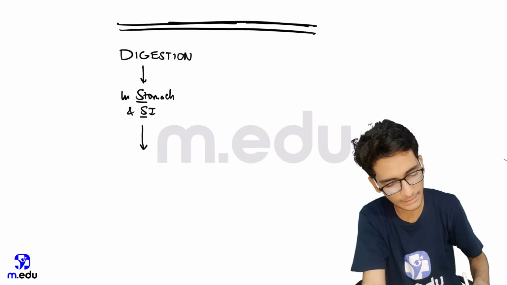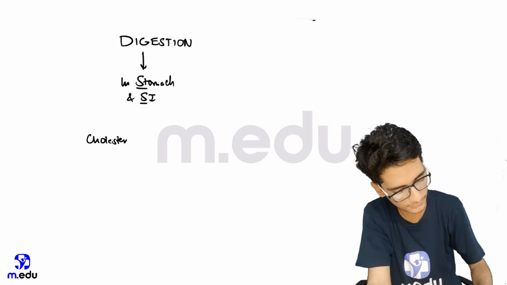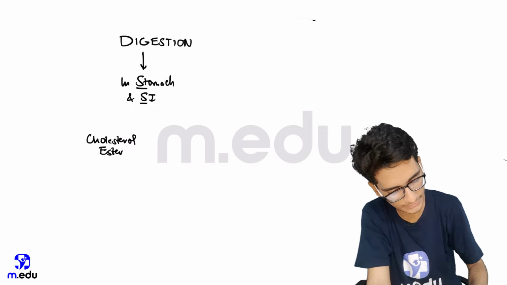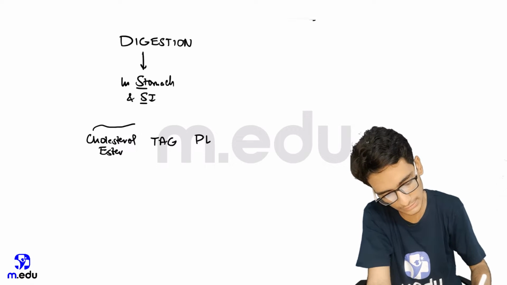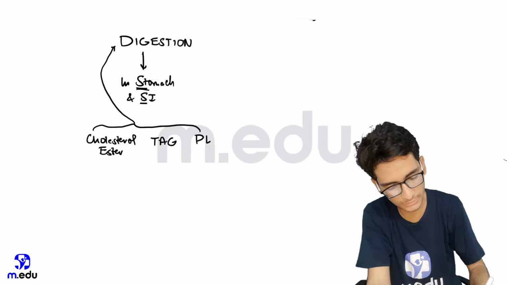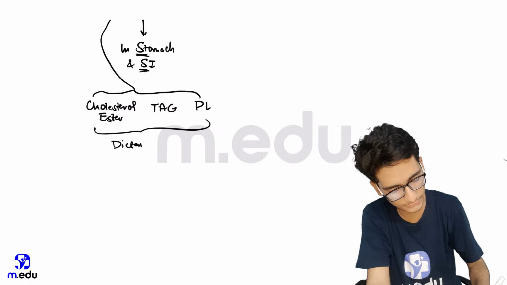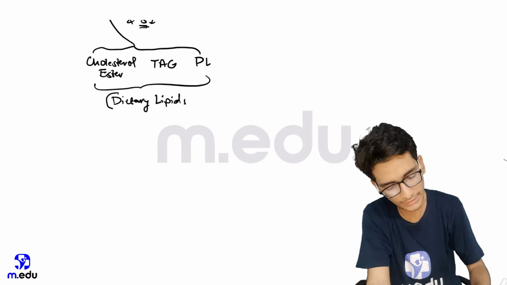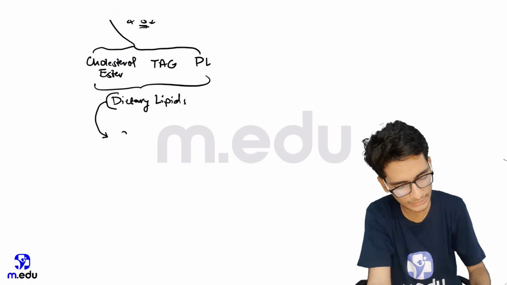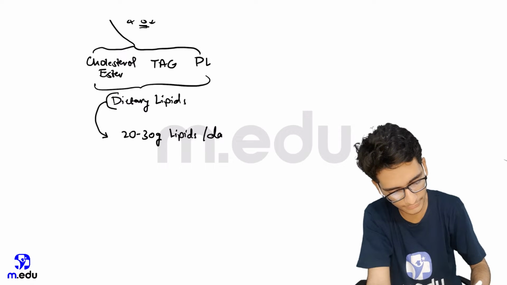Now what are the lipids involved? For lipids we have cholesterol ester, TAG, as well as phospholipids. These three take part in digestion, which happens in the stomach and small intestine. These three are also called the dietary lipids, where the dietary intake of an average Indian is around 20 to 30 grams of lipids per day.